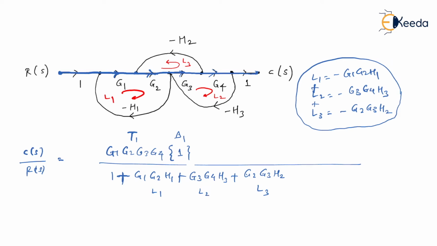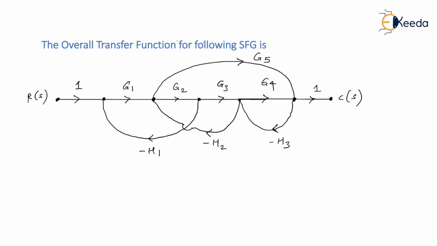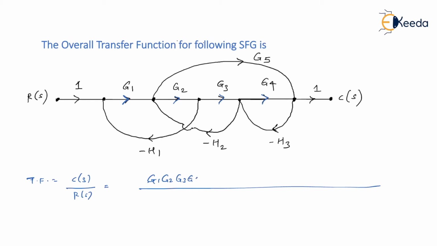Right? Let's move to the next problem. The next problem has appeared on the screen. The overall transfer function for the following SFG is. So as I said, let us write transfer function equal to C of S upon R of S, and now this is equal to. So let us write the first forward path. The first forward path is again G1, G2, G3, G4 towards C of S. As you can see, it is again touching all the nodes it is passing through, and therefore delta 1 value will definitely be equal to 1. You need not even think about it now.